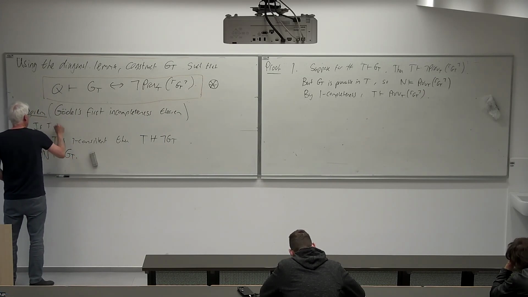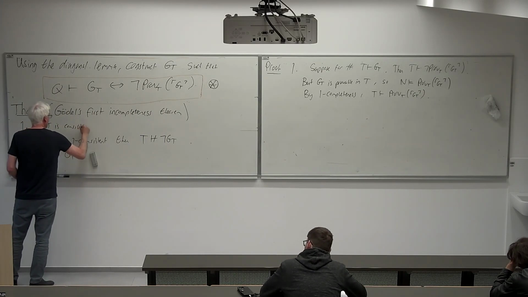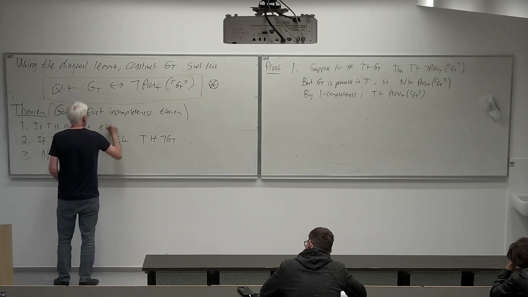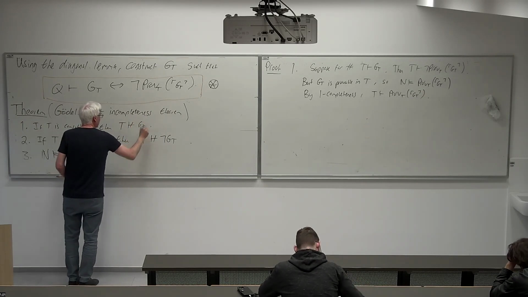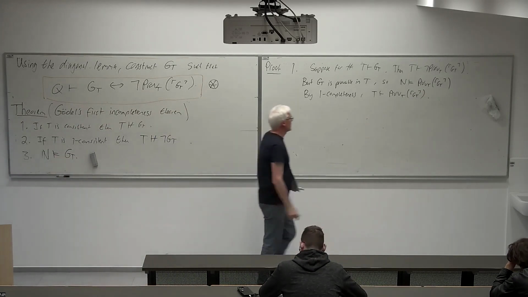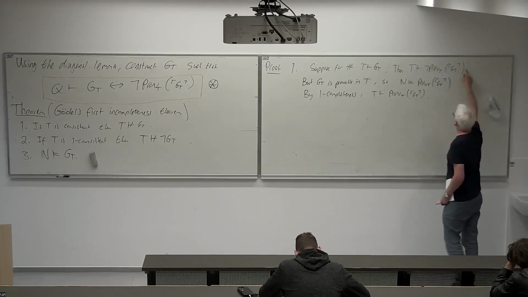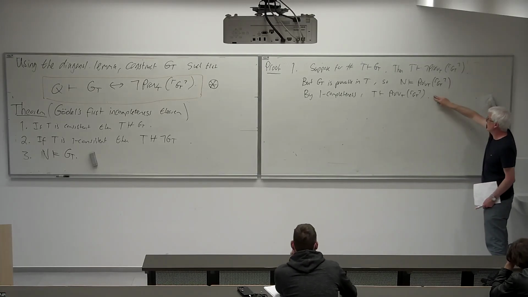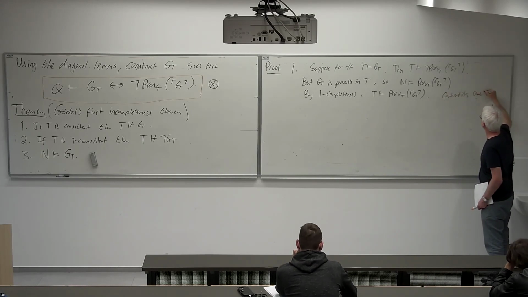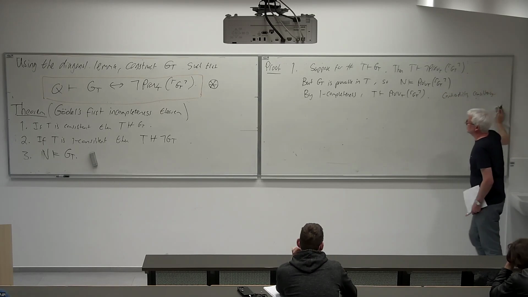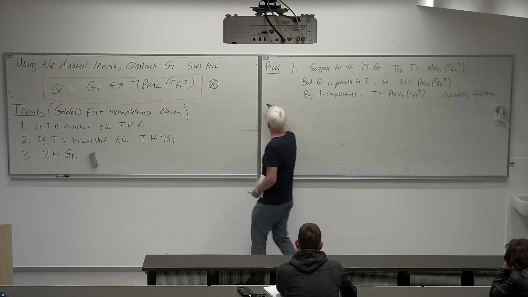But actually, if T is consistent, then T does not prove the Gödel sentence. So here we've got both a sentence and its negation, so this contradicts consistency. Okay, so that's statement 1.